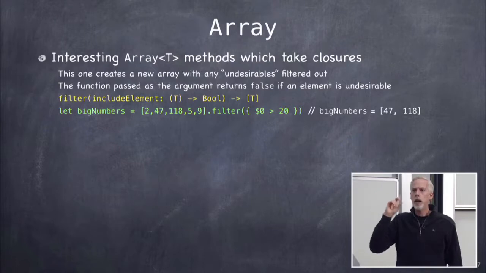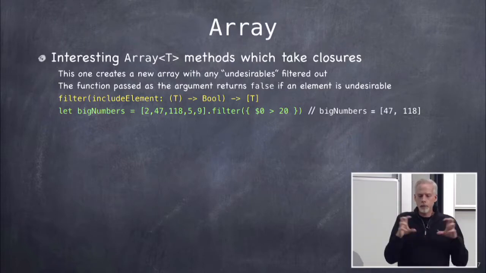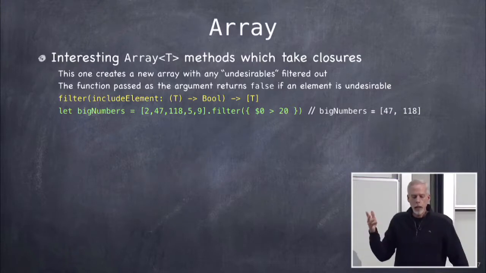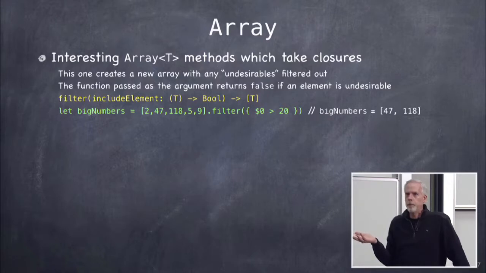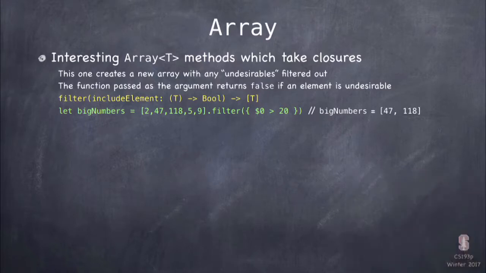So you see how closure there has helped us define this. This is also much more readable, because you can read it like this: let the big numbers equal this array, but filter for things that are greater than 20. That reads nicely. It's clear. It's very easy to understand what's going on here.